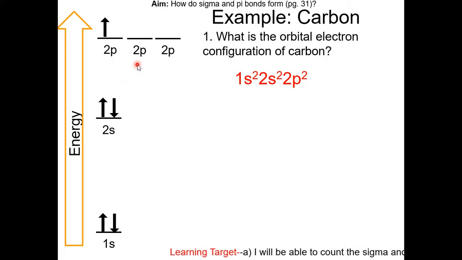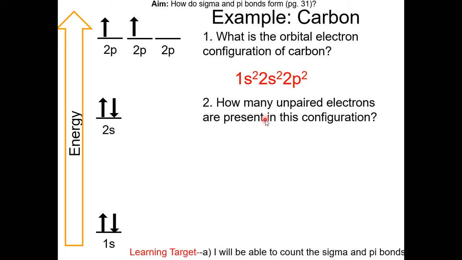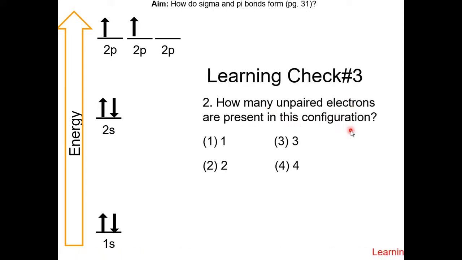Using Hund's rule, question 2: how many unpaired electrons are present in this configuration? Try to figure this out yourself. Pause the video, resume when completed. By looking at this diagram, there are 2 unpaired electrons in the 2p.